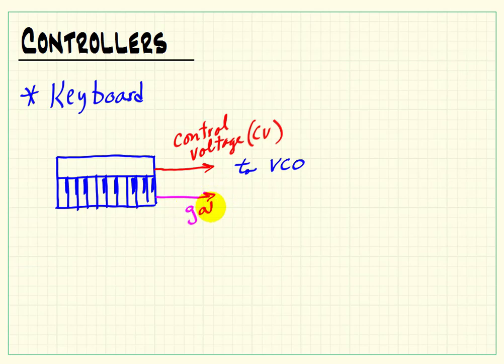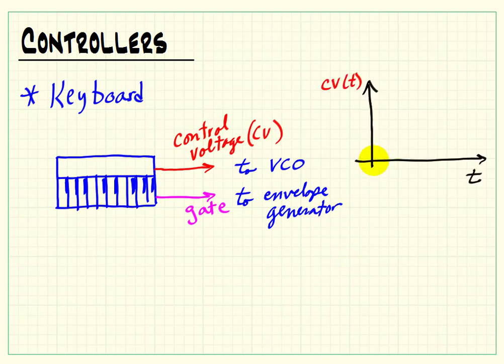The keyboard also generates a gate signal, and this normally goes to an envelope generator to initiate production of an envelope, which in turn gets applied to a voltage controlled amplifier to shape the amplitude of the raw signal coming out of the VCO. So a typical control voltage would look like kind of a stair-step sort of pattern, where as you press each key you get a different voltage out, and this happens in a fairly discrete sort of way.